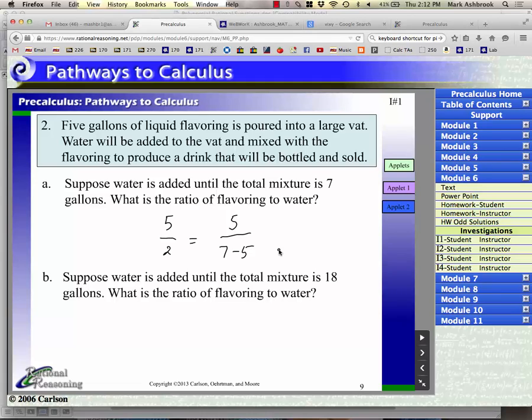Cool. All right. How about the ratio of flavoring to water when the total mixture is 18? 5 over 13. And where did the 13 come from? 18 minus 5. Are we good on A and B? Okay, so we've got to really understand A and B to have a fighting chance at writing the function correctly. So is the output of the function in C the ratio of flavoring to water? Is that right? Okay.